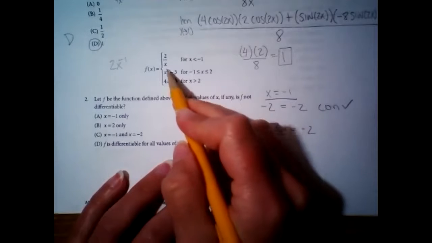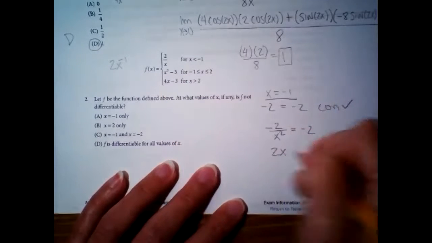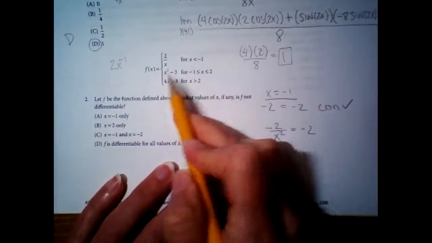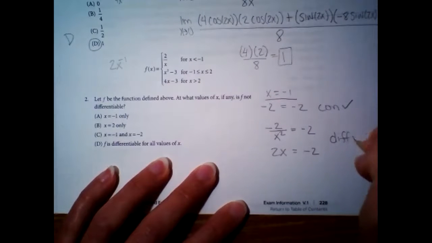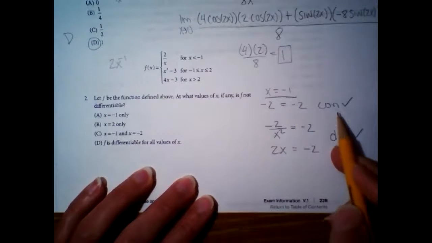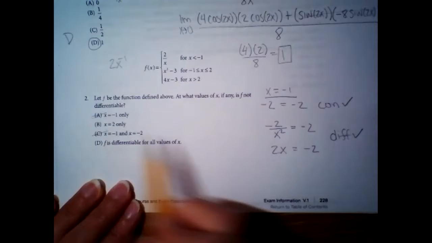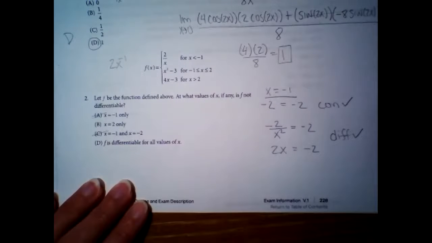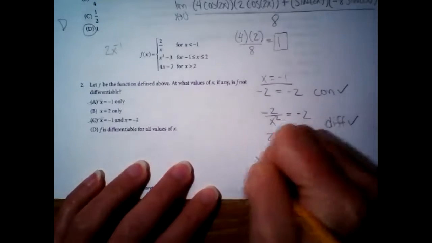And then we're going to do the same thing with this one. This derivative is going to be a whole lot easier. That derivative is 2x. And if you plug in -1 for that, you get -2. So the function is also differentiable there. So at x equals -1, we're continuous and differentiable. So anything with a -1 in it is not going to be the answer. All right, now we have to check 2.